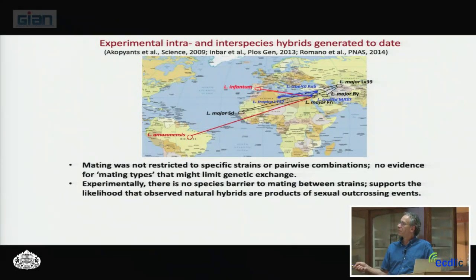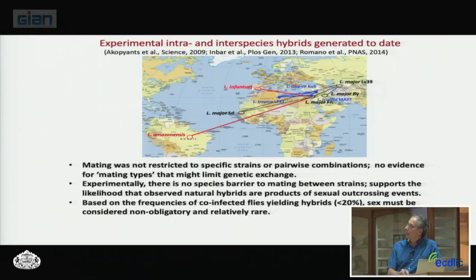So experimentally, there is no species barrier to mating between species. It supports the likelihood that observed natural hybrids are products of sexual outcrossing events. But based on the frequencies of co-infected flies yielding hybrids, sex must be considered non-obligatory and relatively rare. The majority of flies in our system, we can't recover any hybrids, and yet the parasites seem to undergo full development. So it's not an obligatory part of the life cycle.